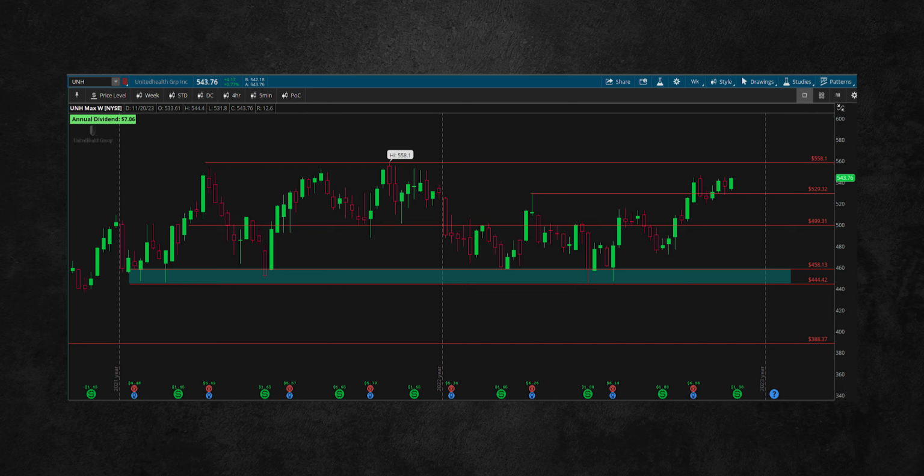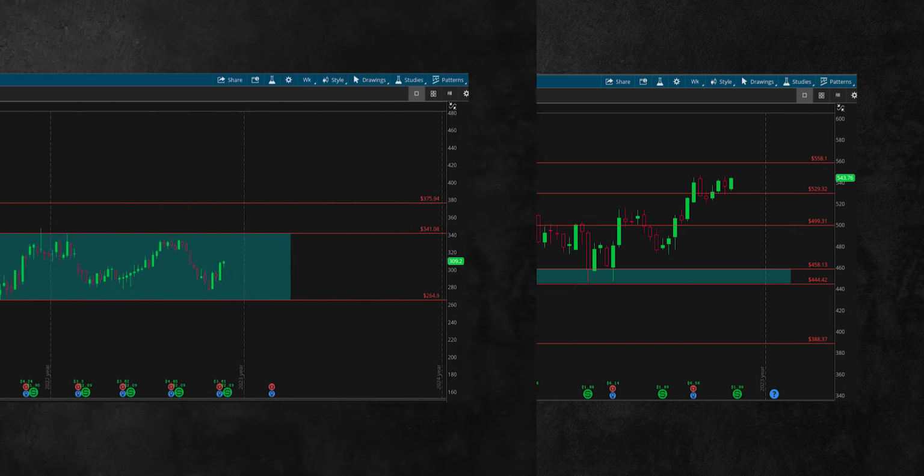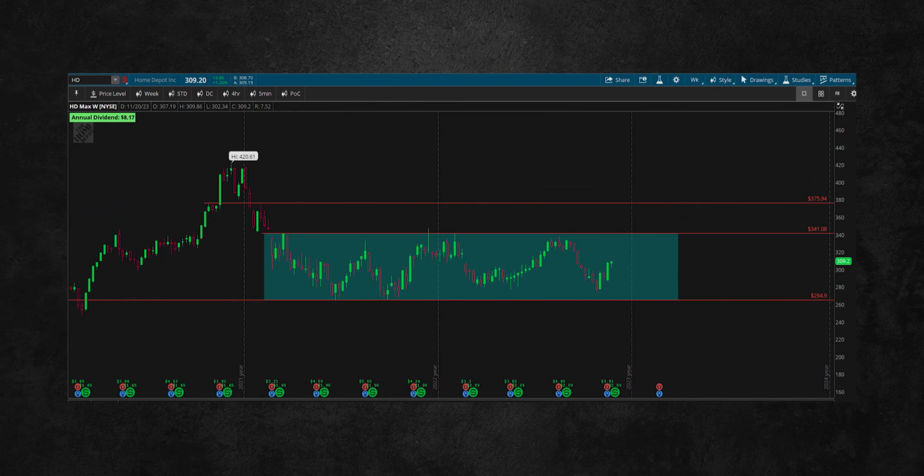Let's go ahead and take a look at another example. All right, so this is Home Depot, ticker symbol HD, and this chart is also on the weekly time frame. On my charts, I like to highlight areas of support and resistance. On this one, you can see support is around $265 and resistance is around $340.